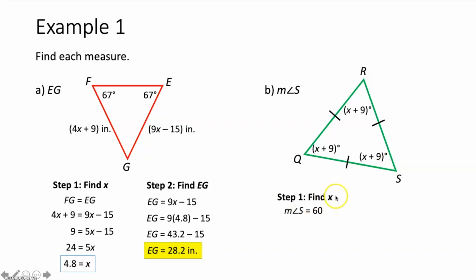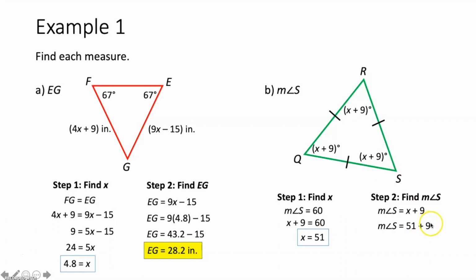Now, in order to find x, all I have to do is take what the measure of angle S is equal to, x plus 9, plug that in here. So to solve for x, I subtract 9 on both sides. I get x is equal to 51. Now, in order to find the measure of angle S, all I have to do is just take what I know the measure of angle S is equal to, x plus 9, and plug in what I found for x, 51. I get 51 plus 9, which is 60. So the measure of angle S is 60 degrees.